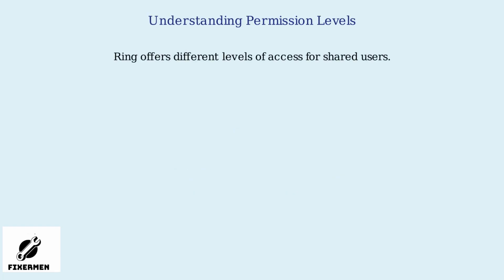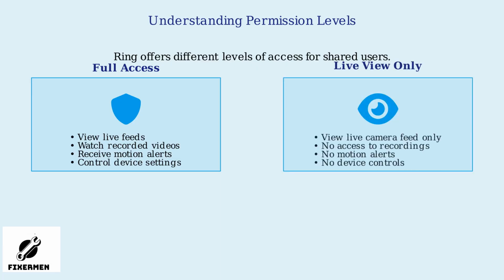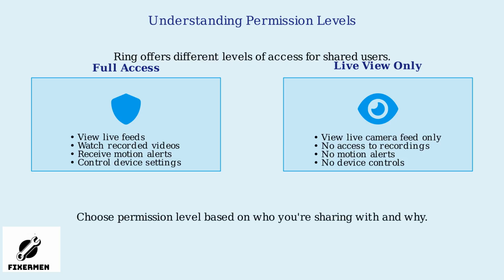Ring offers different levels of access when sharing camera access. Full access grants the shared user complete control, including viewing live feeds, recorded videos, receiving motion alerts, and even controlling the device settings. Live view only restricts access to just the live camera feed. Users cannot see recordings, receive alerts, or control device settings. Choose the permission level carefully based on who you're sharing with and why.